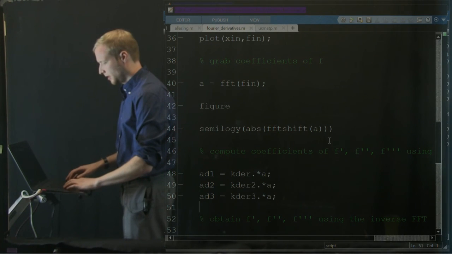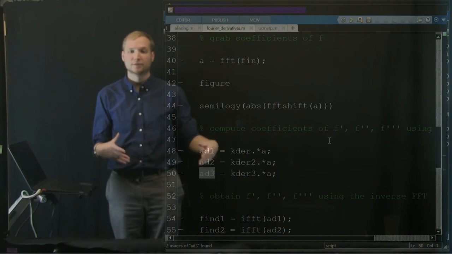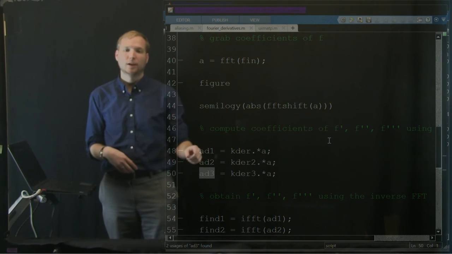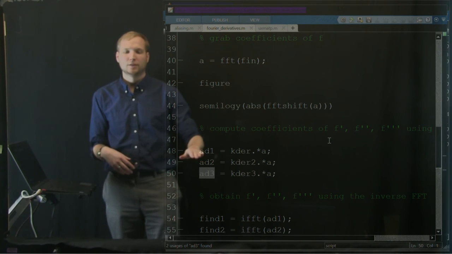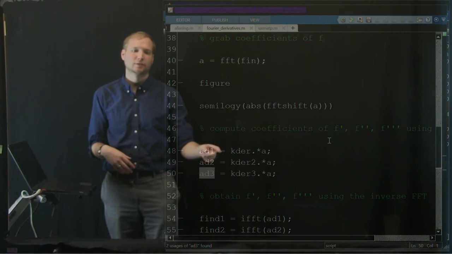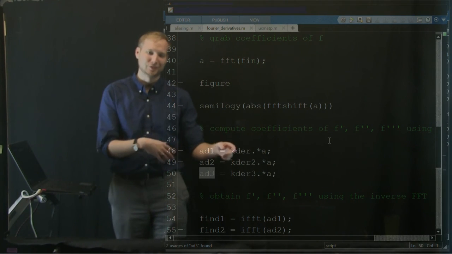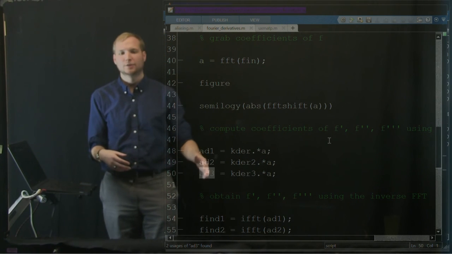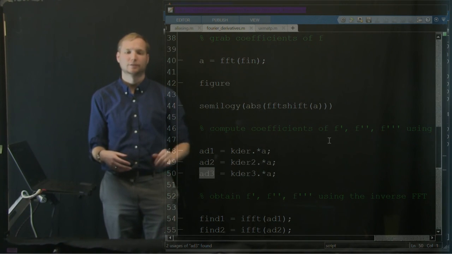And then to compute the coefficients that correspond to the derivatives is extremely easy. We go through and point-wise multiply the coefficients for f by that factor that we determined above for the derivative. So the coefficients corresponding to the first derivative are given by the constants that we determined for the first derivative times the coefficients of f, and so on. So we've got the first derivative, second derivative, and third derivative.